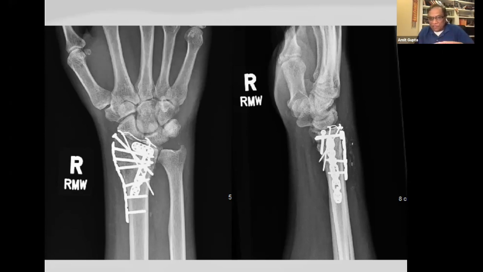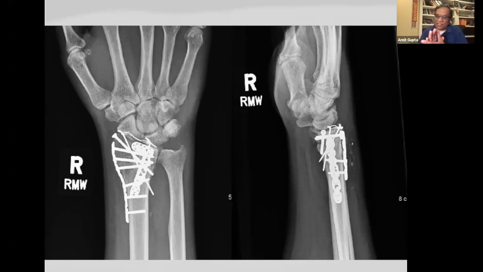Then I spend a lot of time on the ulnar side to fix the ulnar fragments, because that's the most important thing, as Bert pointed out. So I will make sure that I've got a very good reduction on the ulnar side, both direct and indirect, so that I know that the sigmoid is fixed.